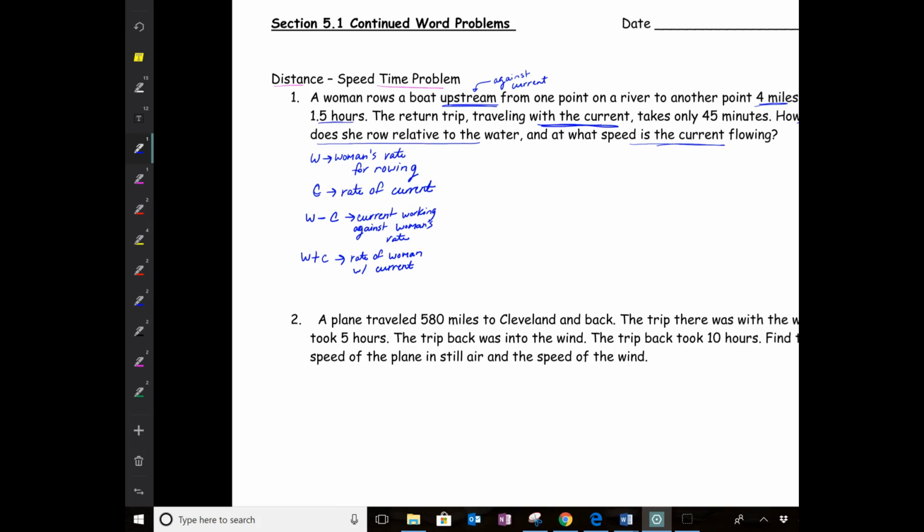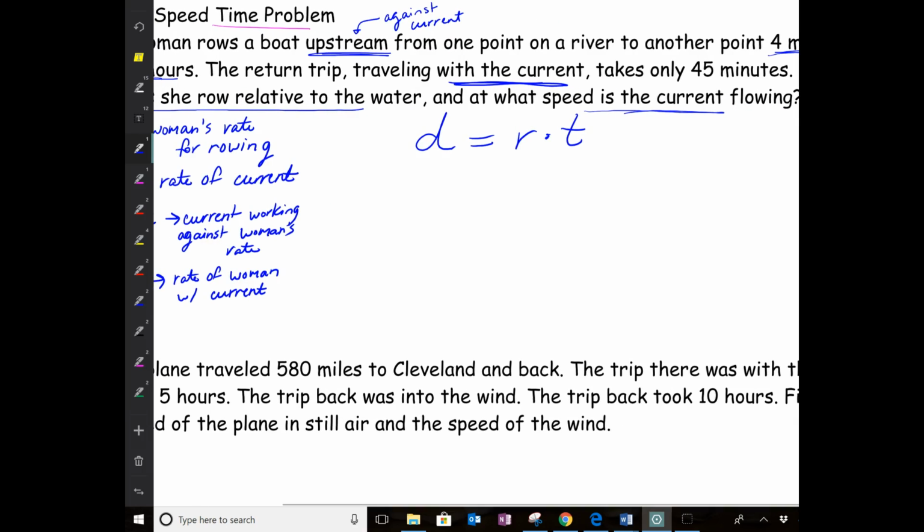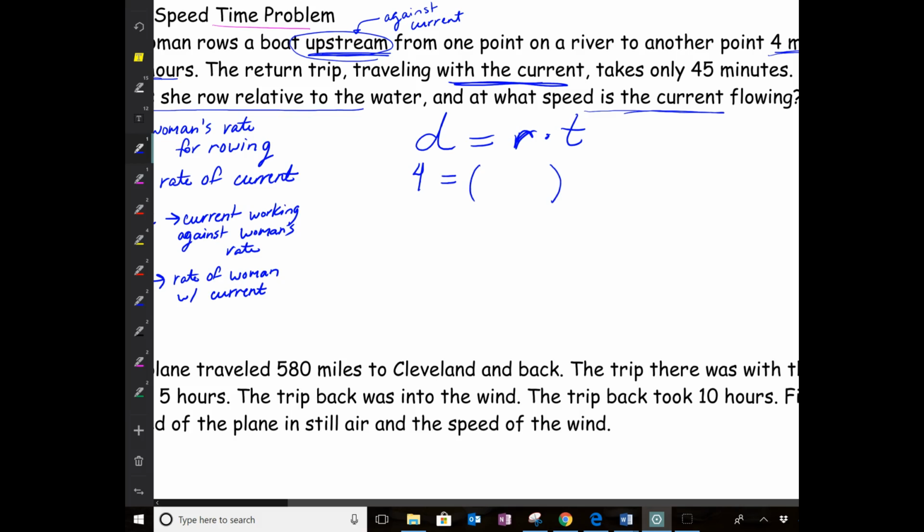What is the ultimate equation that we've learned involving distance, rate, and time? Zach? Yeah, exactly right. Distance is equal to rate times time. So now let's fill in these pieces based off of the variables we've defined. It says the distance is 4 miles away. So I can put 4 in for the distance, equals, and this is 4 miles away, which is being described upstream. So what am I going to put in for R for upstream? Max? W minus C. Good. That would be upstream rate.